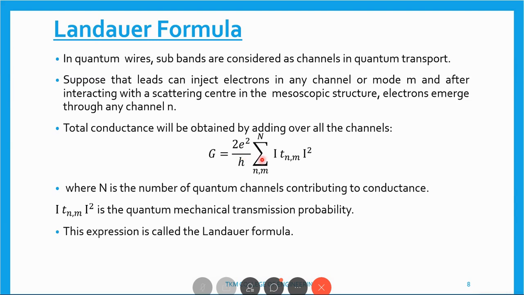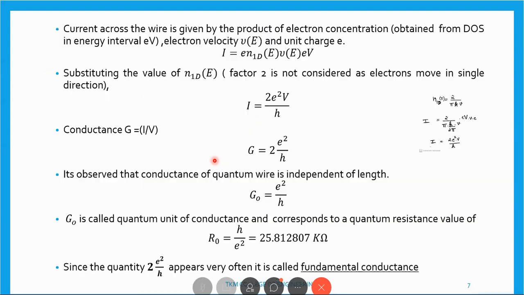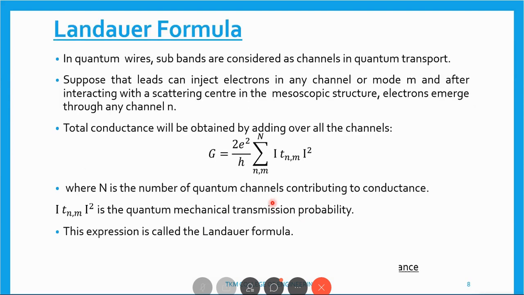Okay, so the Landauer formula is a generalization where we are considering two leads and many channels. Is that clear? Here we have considered a quantum wire with two leads, but we had not considered the channels. Then we found what the quantum conductance is. Now we are finalizing it by considering as many channels as are possible in that quantum wire, and we generalize it to a formula called the Landauer formula.